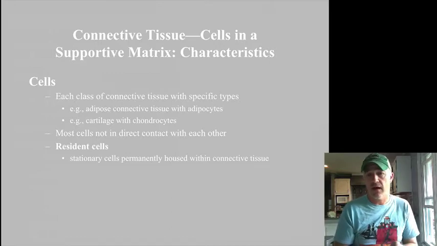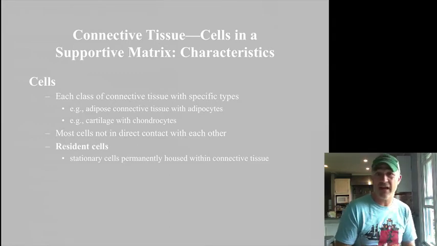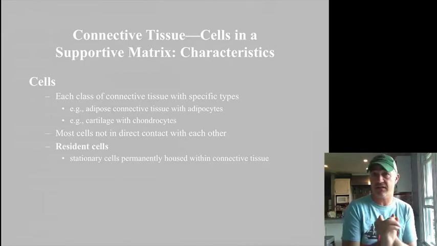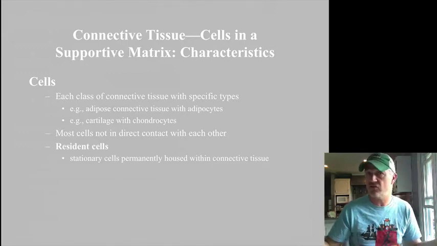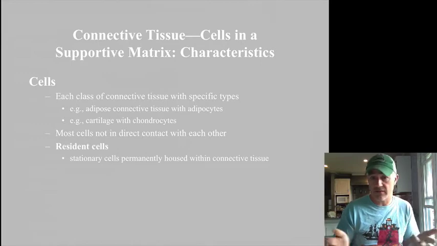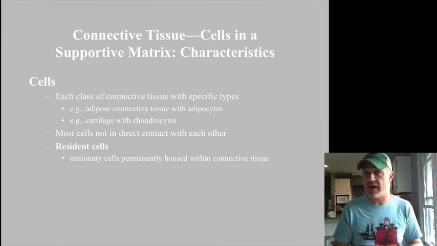So something like a fibroblast is in charge of making fibers and ground substance in connective tissue proper. We call it a chondroblast in cartilage because it's making cartilage cells and fibers and ground substance. We call it an osteoblast in bone.